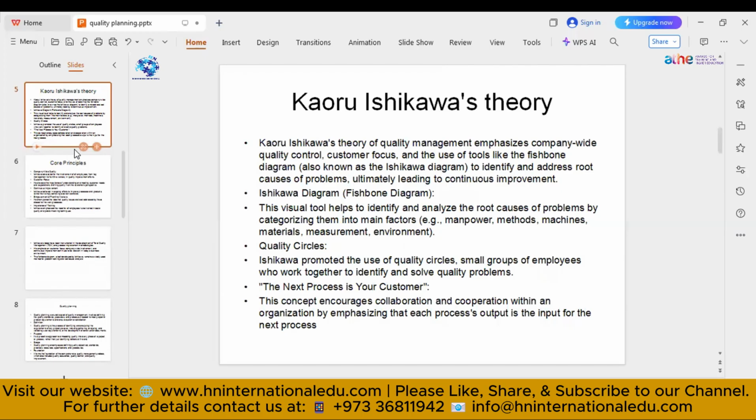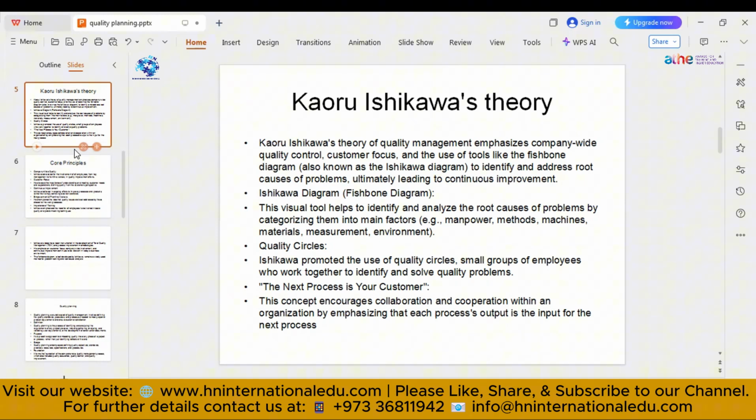diagram, also known as the Ishikawa diagram, to identify and address the root cause of the problem, ultimately leading to continuous improvement. Okay, Ishikawa's fishbone diagram focuses on the root cause of the problem, like where is the problem, what is the cause of the problem, and then once you dig out the cause of the problem, you can go for the ultimate solution, which will lead to continuous improvement.